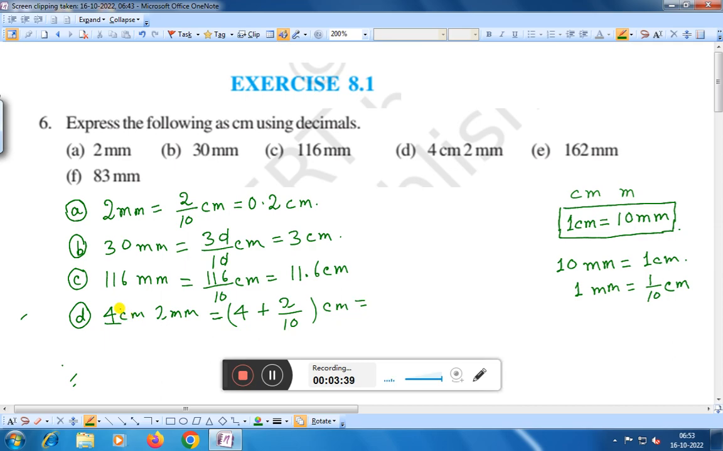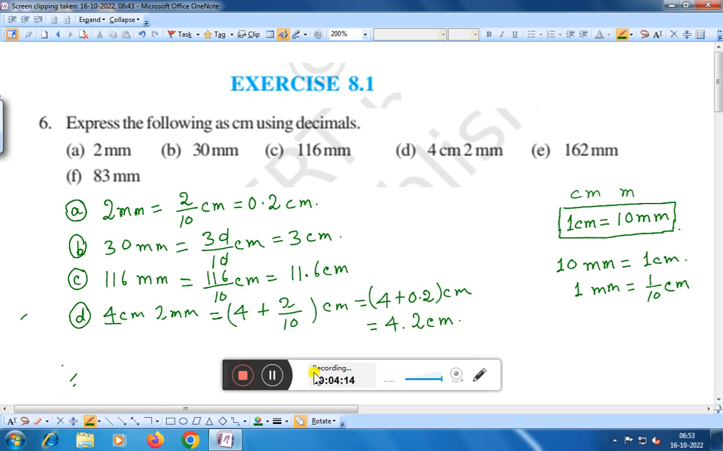Again I am explaining. 4 centimeter, right, plus 2 millimeter, right? You have to change it into centimeter, therefore millimeter is divided by 10, 2 by 10, right? That is 4 plus 2 by 10 means 0.2, right? 4 plus 0.2 centimeter. Therefore, you are getting 4.2 centimeter, right? This is question number D.